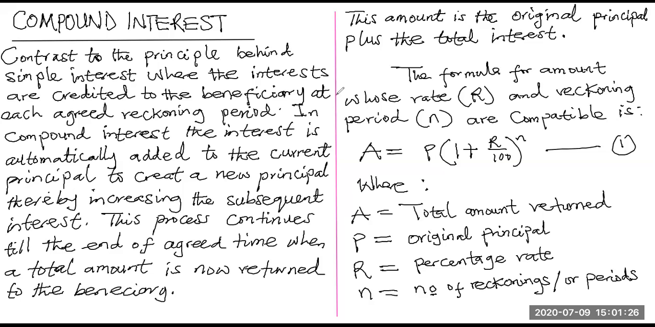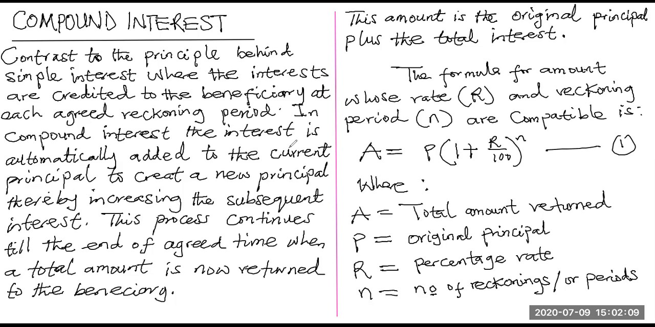All right, compound interest. In the first episode, we learned about simple interest. In contrast to the principle behind simple interest, where the interests are usually added or credited to the beneficiary at the end of the agreed time, it might be weekly, it might be daily, it might be monthly. What happens here is similar to what's obtainable in banks. Every month, the bank will send an alert to their customers. So in that case, the bank have decided to have a monthly agreement with their clients.